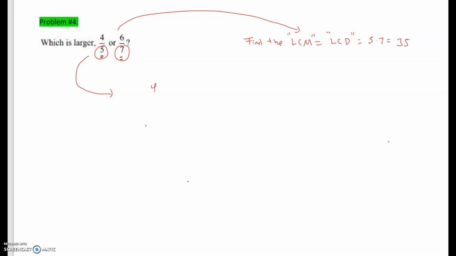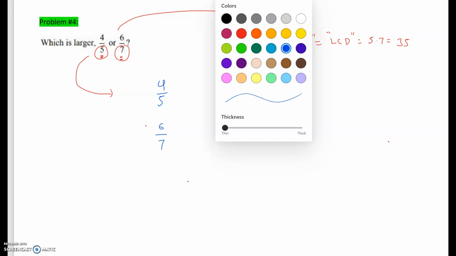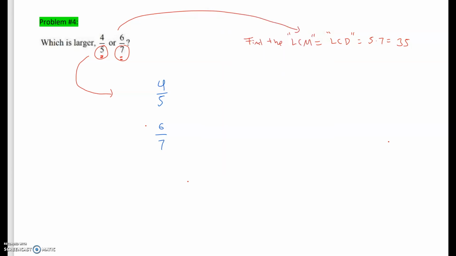So in this case, let me use a different color. So 4/5 and 6/7, we're going to multiply by a value that's going to put a 35 in the denominator. So this one times 7 and this one times 5.